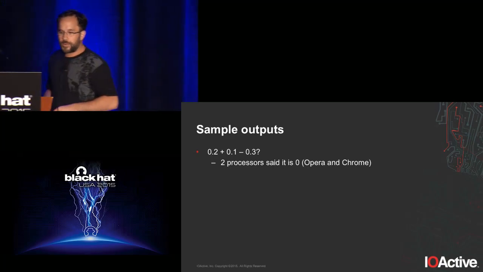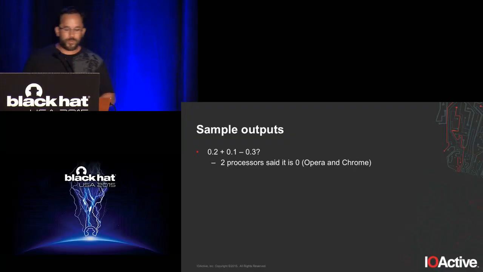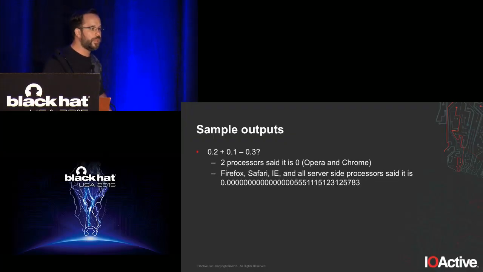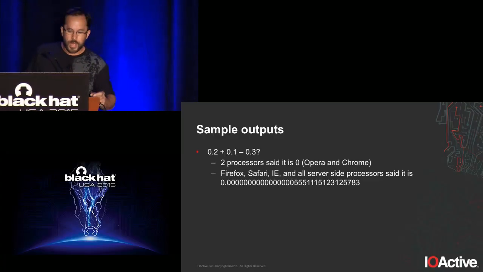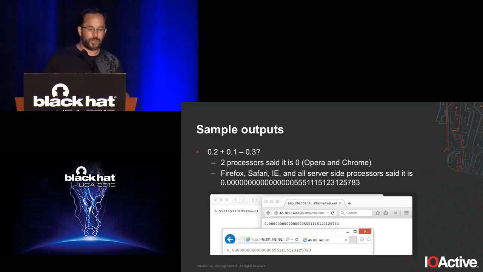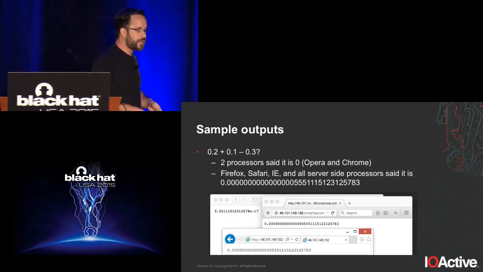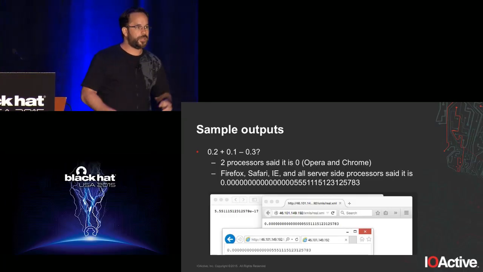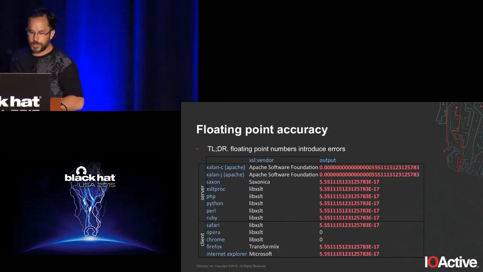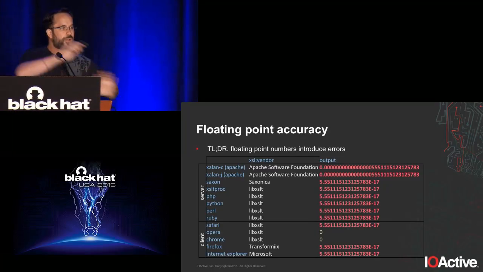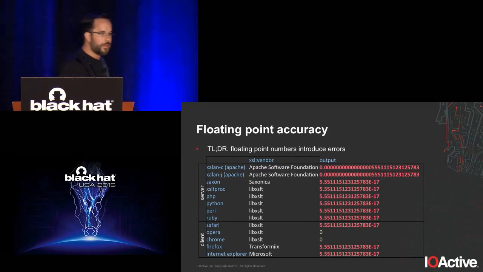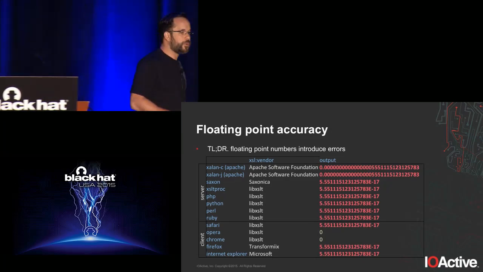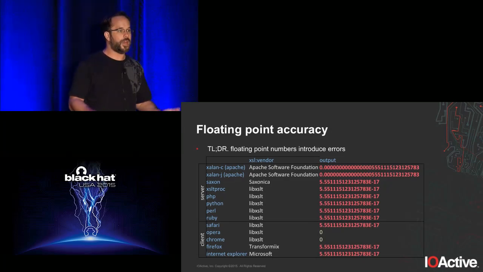That's the scenario for Opera and Chrome. But for the rest, all of them will say it is almost 0. It is almost this number. And this goes for all of them: Firefox, Safari, Internet Explorer, Xalan, Saxon, PHP, whatever. So the problem is across all the different implementations in here. So this is cool. I found that.